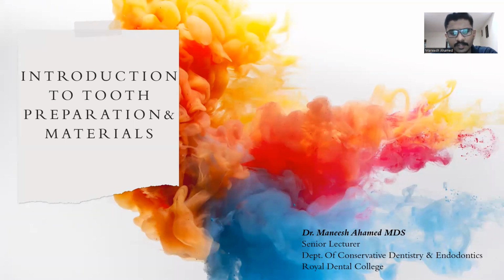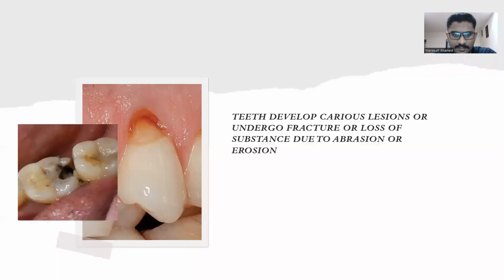So, for restoring the tooth to its normal form and function, and to stop the progression of dental disease, we need cavity preparation or tooth preparation. And also, we need certain materials to replace the lost tooth structure. To understand this in detail, we will go deep into the cavity preparation designs and materials commonly used in restorative dentistry.